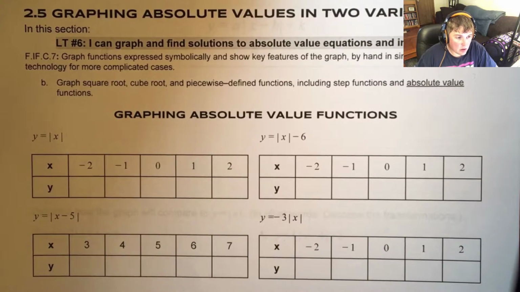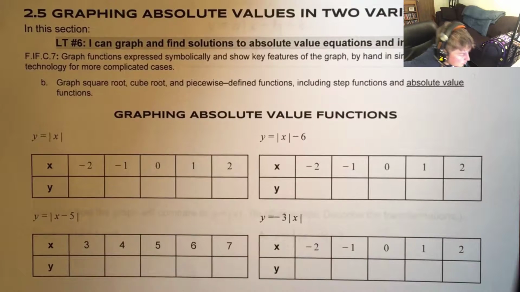Okay, we are back for the last section of chapter 2, which is going to be graphing absolute value equations and inequalities in two variables. Okay, so what we're going to do here is almost like a little task for us to work on so that we can see all the different types of things that can happen to the graph of the absolute value.